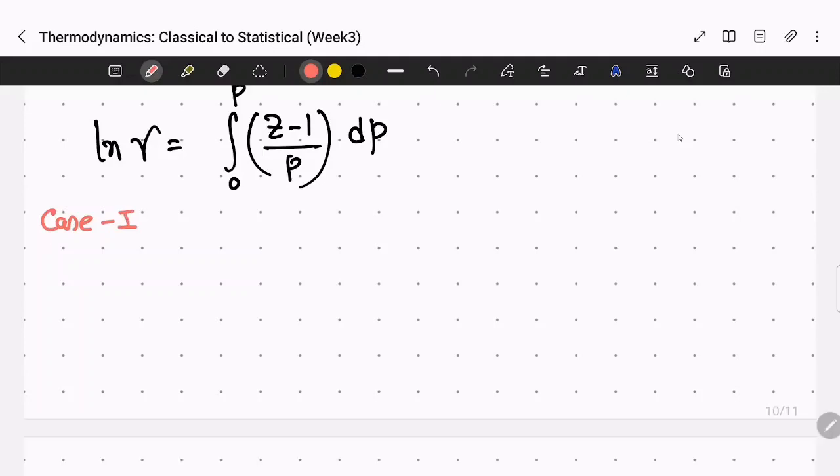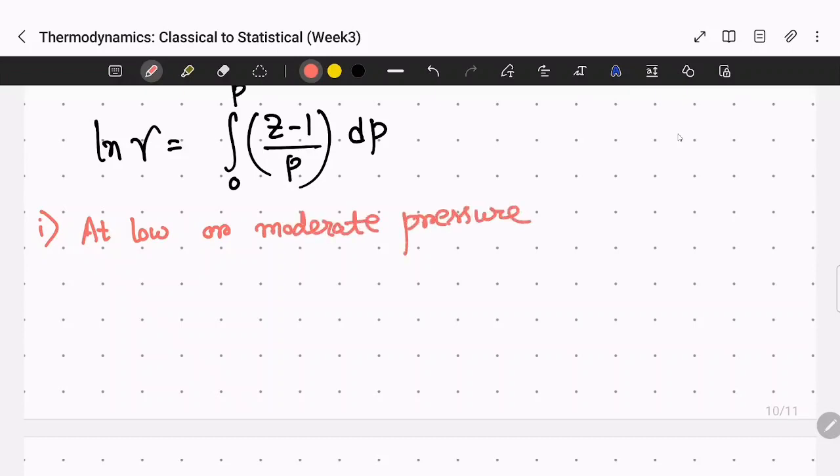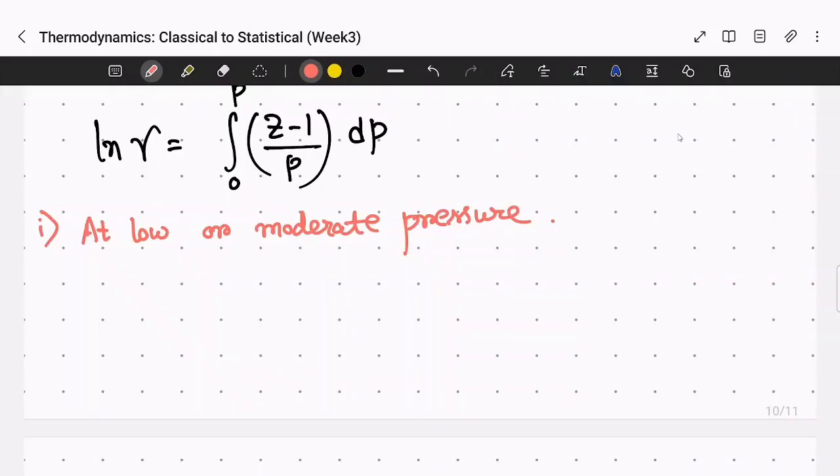Now case 1 for the question 1, at low or moderate pressure. What happens? We have to think of two cases, ideal gas and real gas. For ideal gas, there is no attraction, no repulsion. But in real gas, there is some attraction and some repulsion. As the pressure is low or moderate, the gas molecules are close enough, so that's why the attraction is dominating.